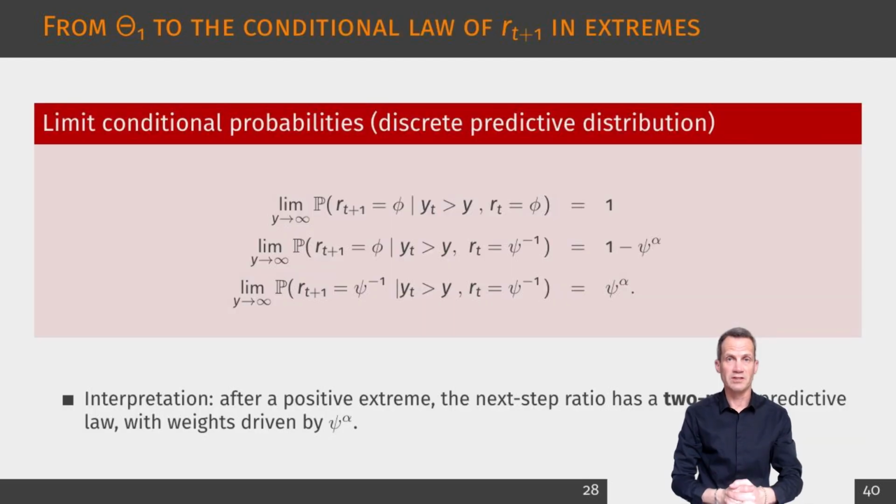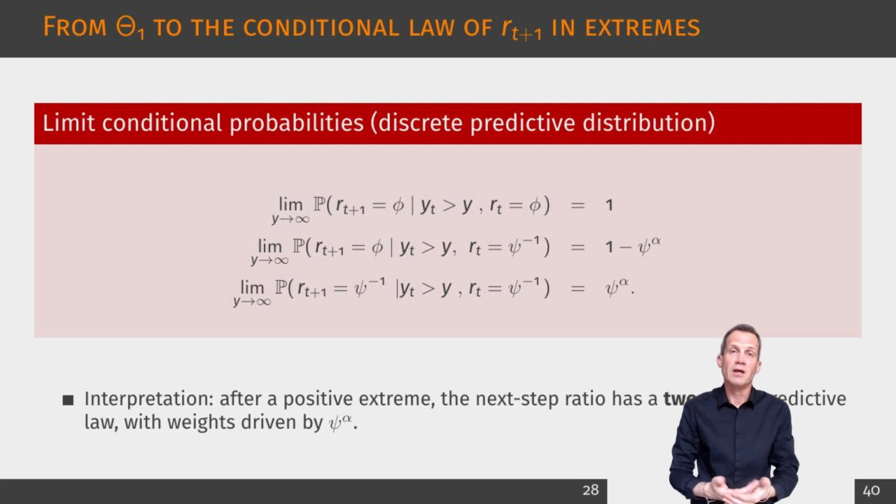We now translate the spectral result into a predictive statement for the observed one-step ratio R_{t+1} = Y_{t+1} divided by Y_t in an extreme regime. The idea is that when Y_t is very large and positive, the ratio R_{t+1} behaves like the one-step spectral coordinate at h = 1. The slide gives limiting conditional probabilities that are easy to interpret. If the current ratio R_t equals phi, that signals the epicenter is on the causal side, so the next ratio stays at phi with probability tending to 1.